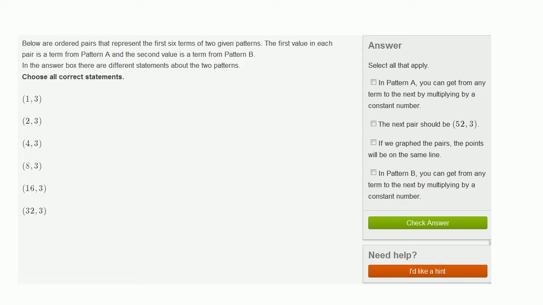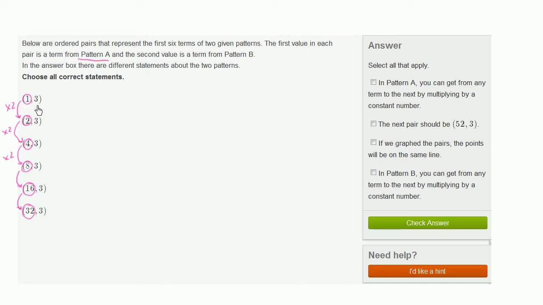They said the first term is pattern A. So pattern A, the first term in each of these pairs, goes from 1 to 2 to 4 to 8 to 16 to 32. So it looks like pattern A, to go from the first term to the second term, we multiplied by 2. Then to go from the second to the third term, we also multiplied by 2, and we just keep multiplying by 2. 8 times 2 is 16. 16 times 2 is 32.